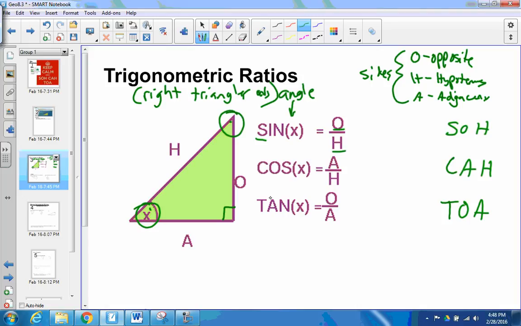Same thing with cosine. The cosine of that angle would be the adjacent side, the one that's next to it, over the hypotenuse. And tangent would be the opposite over the adjacent side. So those are where the trig ratios come from, and we can use them to find missing sides, or with a little more work, a missing angle. We're going to do both today. Let's first practice setting up those ratios.